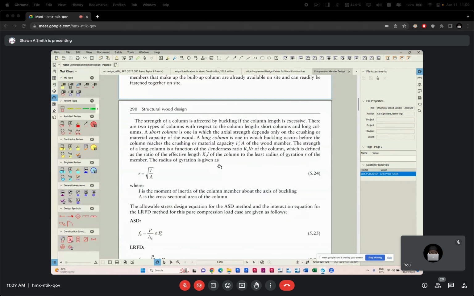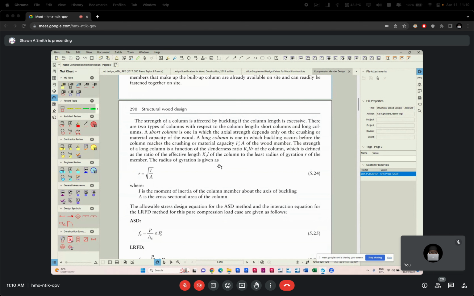A long column is one in which buckling occurs before the column reaches the crushing of material capacity. All right. So for long columns, a small load can fail the column because it buckles, not crushes. It takes a small load to buckle and to crush. The strength of a long column is a function of the slenderness ratio, KLe over r. We already know this.